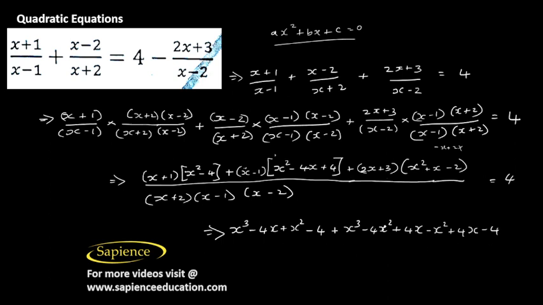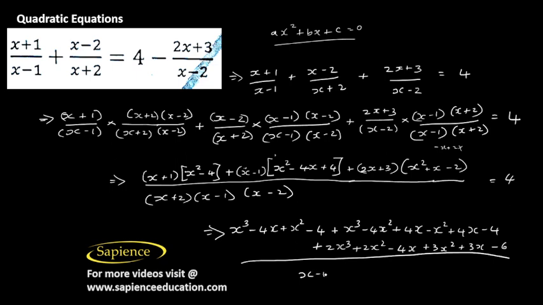Now the third term, there's no space here, so I will just write the third term here. 2x into x square, that is 2x cube, plus 2x square, minus 2 2s are 4x, plus 3x square, plus 3x, minus 3 2s are 6. Denominator, we have x minus 1 outside. Let's keep it outside: x minus 1 into, and then we have again x plus 2 into x minus 2. So we can write that as x square minus 4. This is equal to 4.